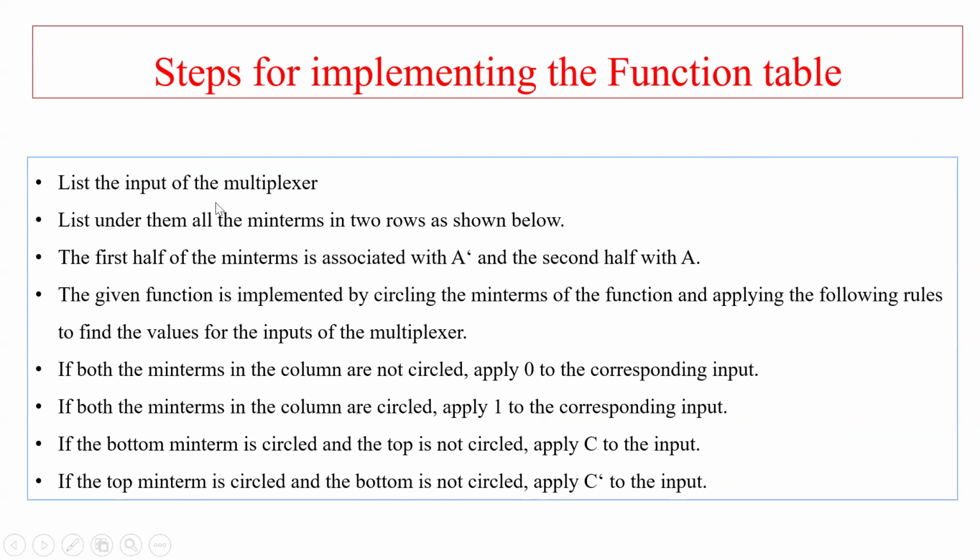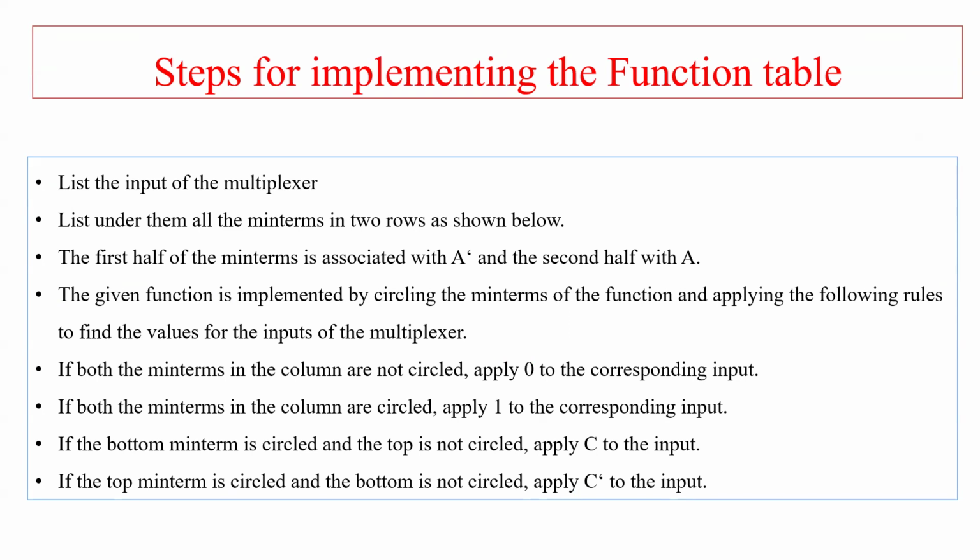First, to write the function table, you should list the inputs of the multiplexer. List under them all the minterms in two rows. For example, if there are 16 states, you write 8 and 8: first row 8, second row 8. The first half of the minterms is associated with A bar and the second half with A. So A bar, A.